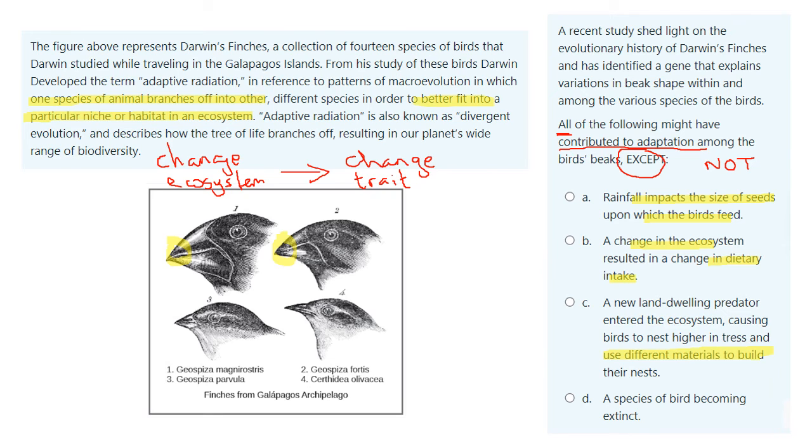Well, A would change the food, so that would also change the beak. B would be a change in the ecosystem, so a change in the diet. C would also be a change in the ecosystem, and so there would be a change in the organism. D is the only one that is not going to lead to a change because the animal would already be extinct, so it cannot change anymore.